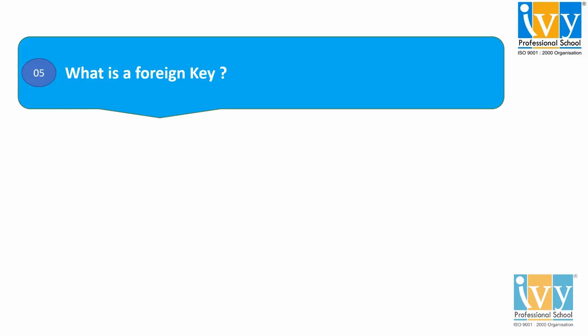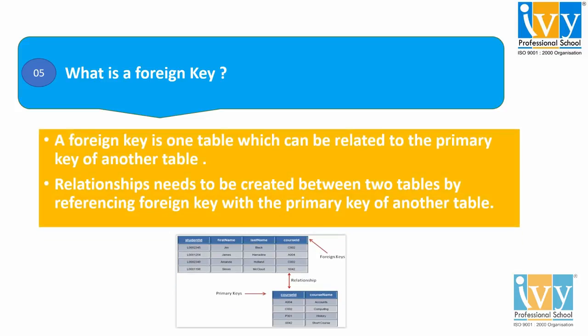Moving to our last question, the fifth one: what is a foreign key? This is another important thing in SQL that is related to the primary key. A foreign key is a field in one table that can be related to the primary key in another table. The table with a foreign key is often called a child table, and the table with the primary key is often called a reference table.